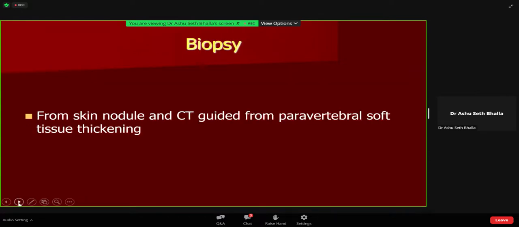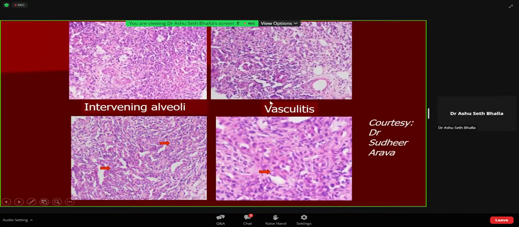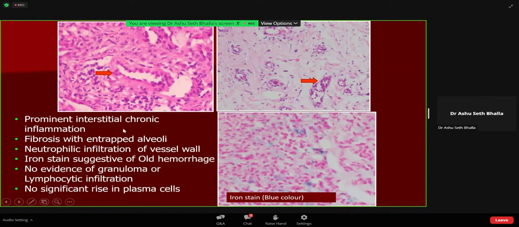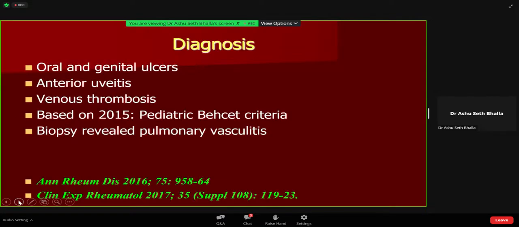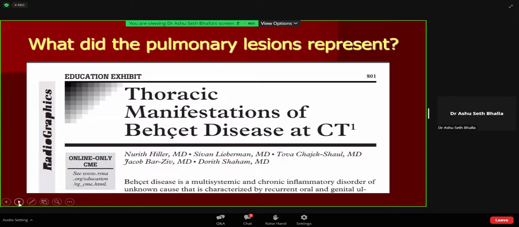From the skin nodule, a biopsy is performed. We also perform a CT-guided biopsy from that thickening that I showed you, and it shows a clear-cut vasculitis with chronic inflammation, and all the walls of the alveoli as well as of the vessels are thickened and have inflammatory cells. So what is this manifestation of Behçet, which we should have picked up on the CT? These were the multi-system involvements in this patient which led to the diagnosis.